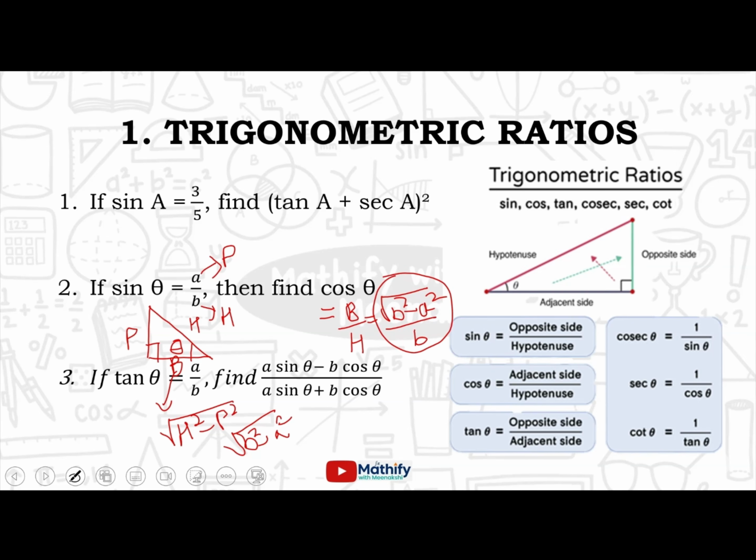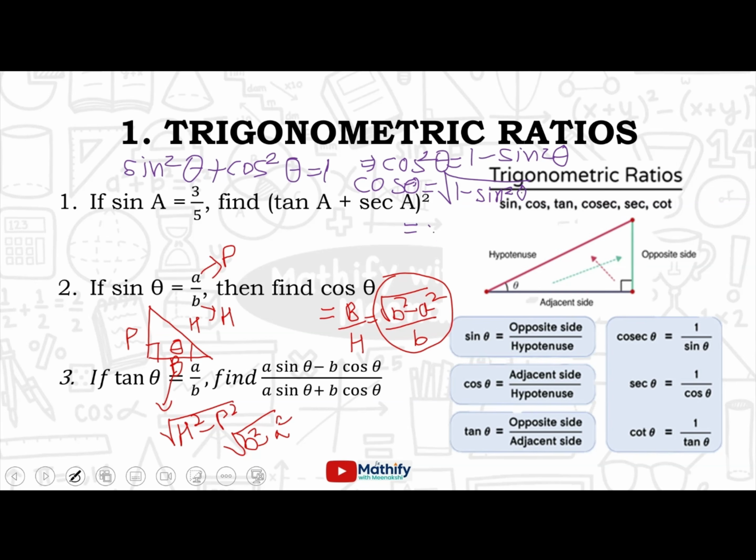Because you know the identity sine square theta plus cos square theta is 1. So I'm telling you method 2 too. Method 2. We know sine square theta plus cos square theta is 1. So from here we can find the value of cos theta. First you will find the value of cos square theta, that is 1 minus sine square theta. And if you want to find the value of cos theta, just remove the square here and write the square root there.